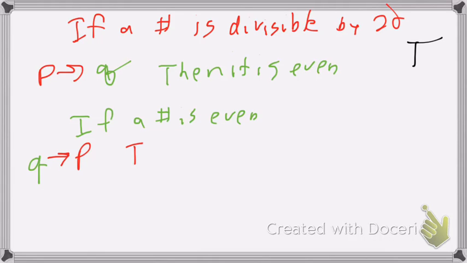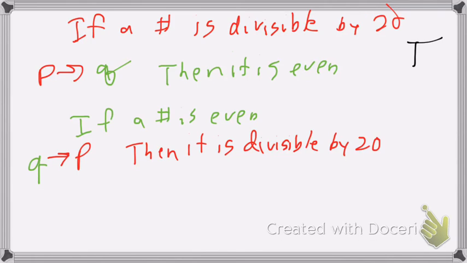If a number is even, then it is divisible by 20. We look at that and we go, no, that is false. It's false, and since it's false, we need to give a counterexample. And I'm going to go super simple. It's false because of the number 10, or 18 is the closest one to it.